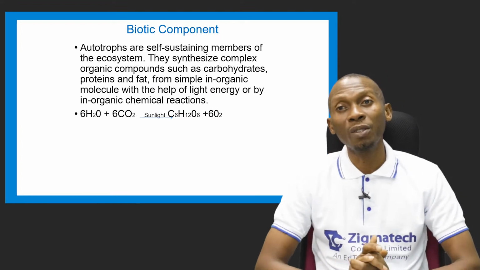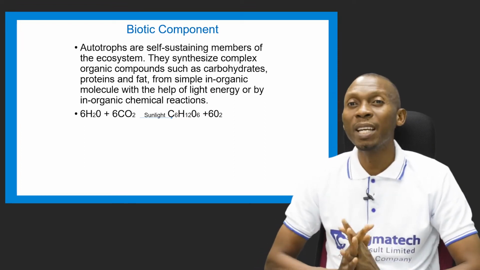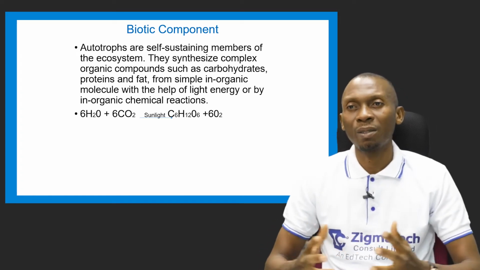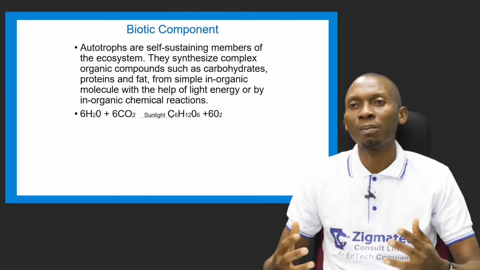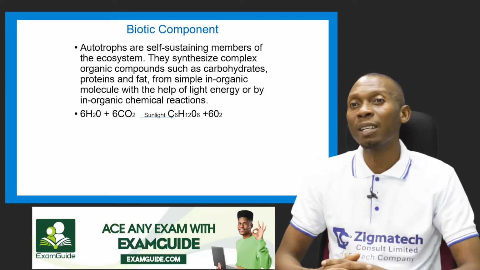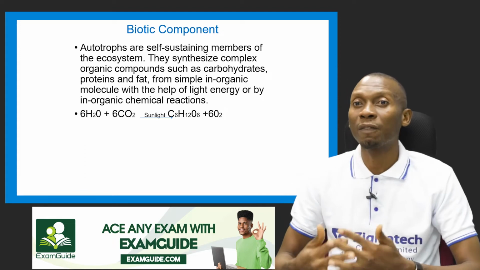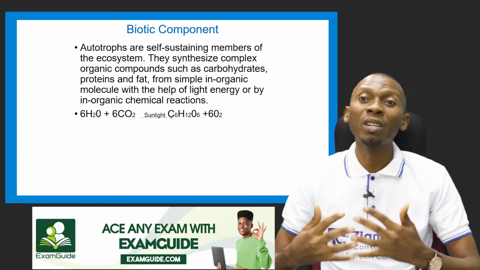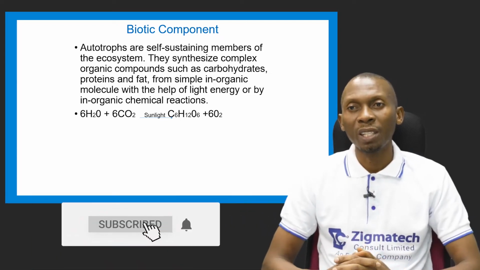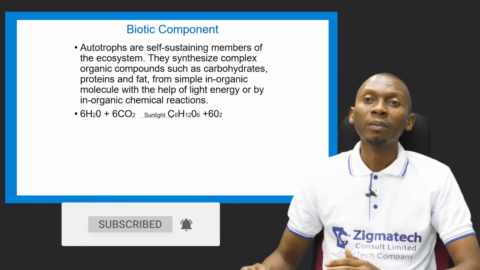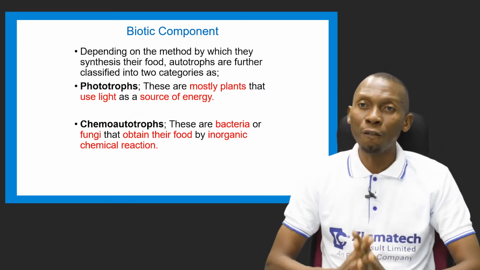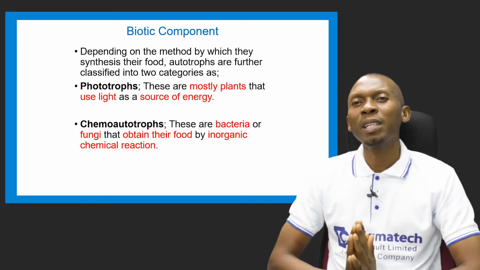Now, we take note that autotrophs are self-sustaining members of the ecosystem. And what do they do? They synthesize, that's combine some elements to produce, to bring about a product. They help to synthesize complex organic compounds, and these compounds are like carbohydrates, fats, and proteins, from simple inorganic molecules with the help of sunlight or inorganic chemical reactions.